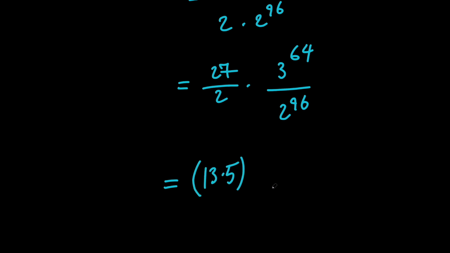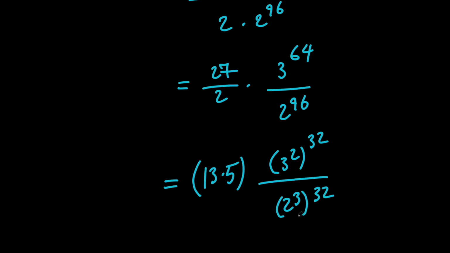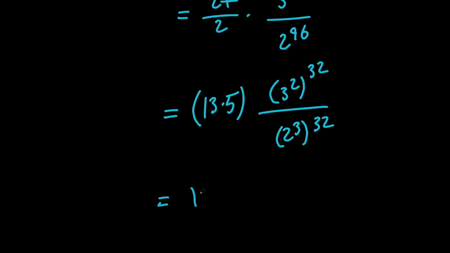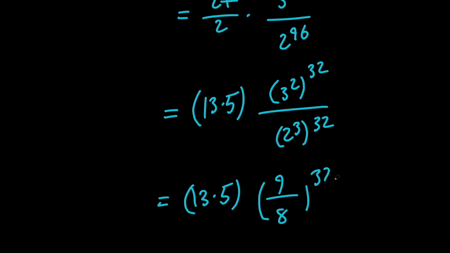So this is multiplied by 3 to the power of 64 over 2 to the power of 96, which is the same thing as 3 squared to the power of 32 divided by 2 cubed to the power of 32. Notice that 3 squared is 9 and 2 cubed is 8. So we have 9 over 8 to the power of 32.